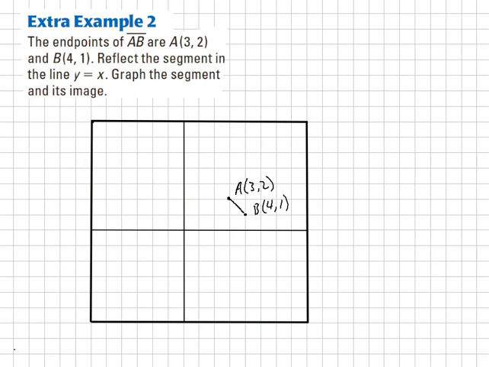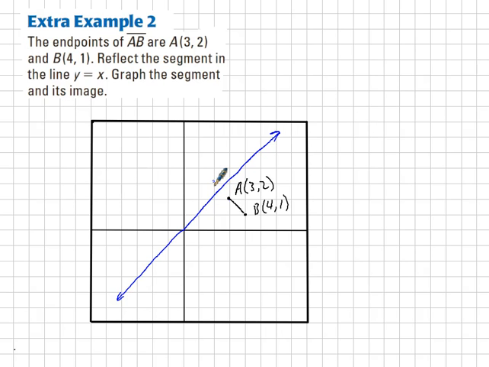Okay, in this example, where the endpoints of AB are (3, 2) and (4, 1), they're graphed here already. They'd like us to reflect the segment in the line y equal to x. So the line y equal to x is this line right here. It has a slope of 1 and a y-intercept of 0. So we're going to reflect it about that, which means it's going to get transferred up. So it should be the same distance away.